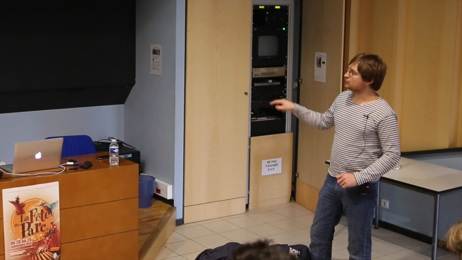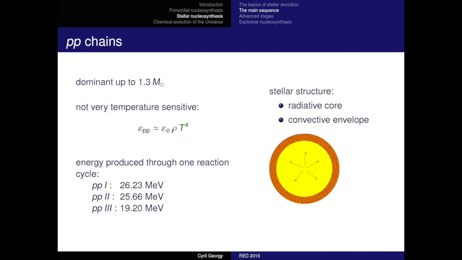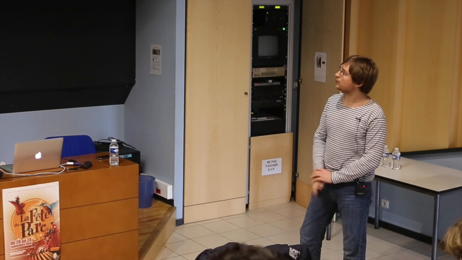This chain produces different amounts of energy depending on what branching is taken, but it is about 20-25 MeV per cycle. And this is enough to sustain these stars for quite a long time.